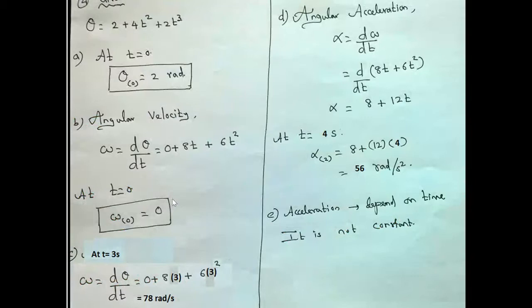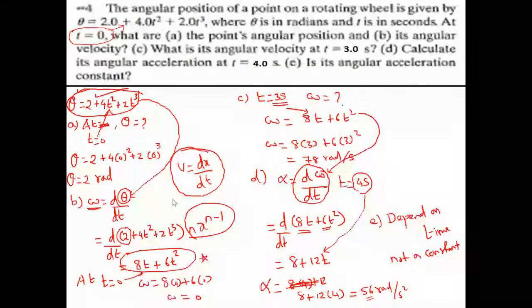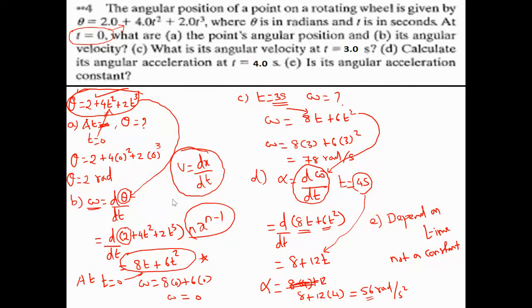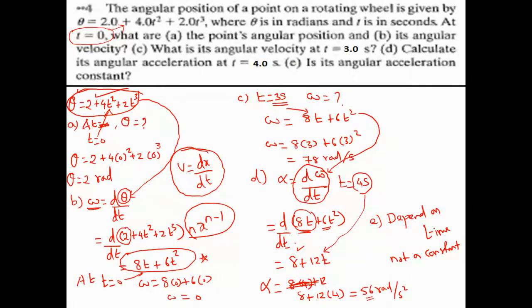Doctor, please go back. Number D, doctor. This one? You wrote 8 plus 12t. You deleted t with the 8. Why? If you differentiate this t one time, what will you get? You'll get only 8. Am I right? Okay. Now another time derivative. Yes. Okay, thank you, doctor.